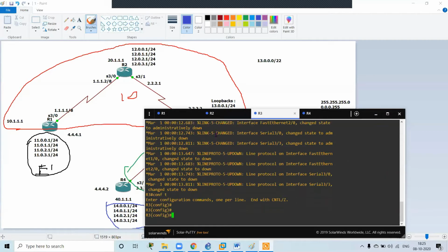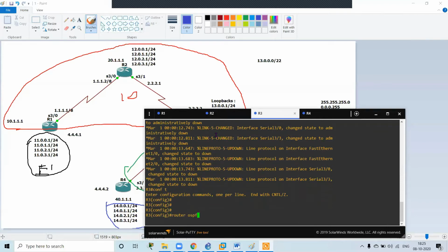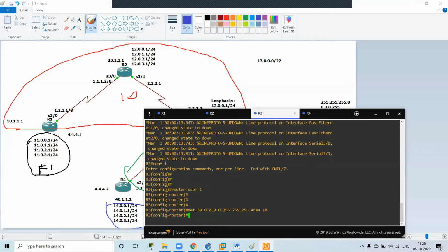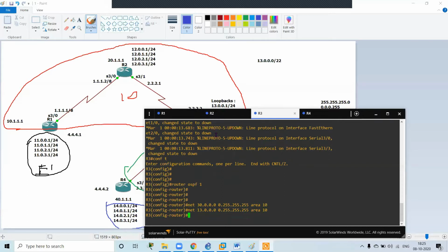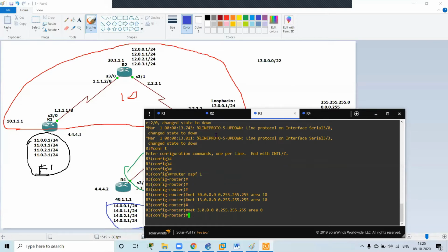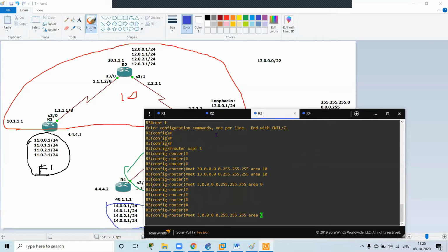On R3, router OSPF 1, network 30 dot network in area 10, 13 dot network in area 10, and 3 dot network in area 0. Also my 2 dot network in area 10.